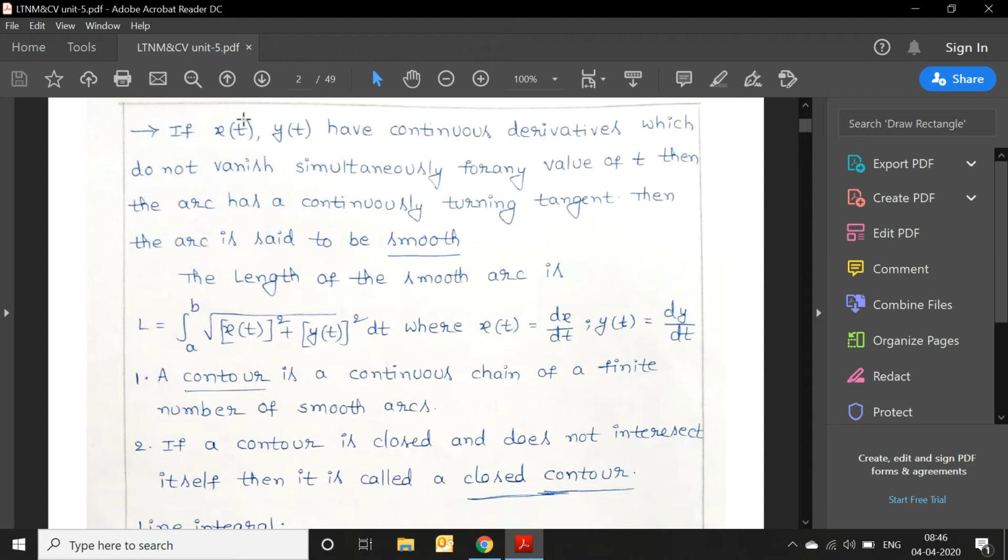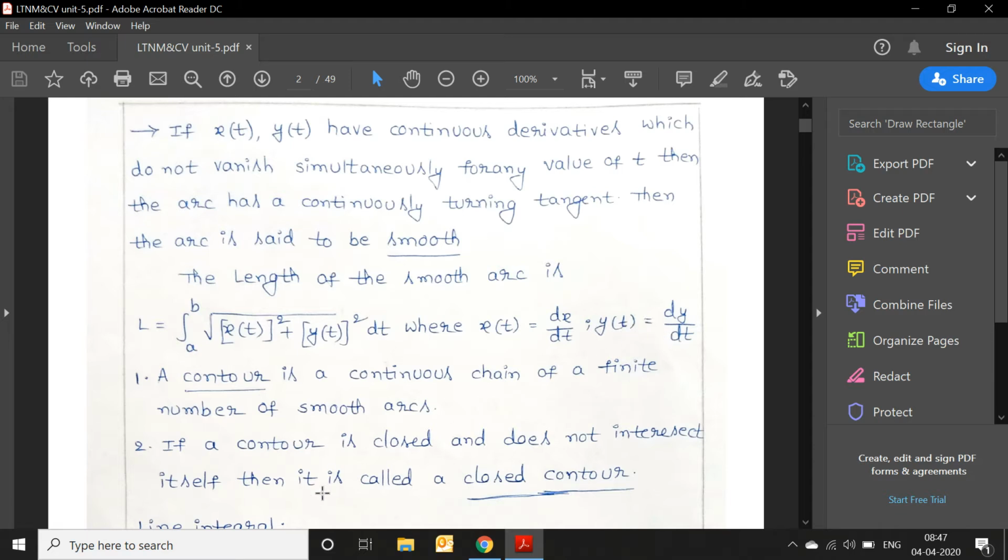If x(t), y(t) have continuous derivatives which do not vanish simultaneously for any value of t, then that arc has a continuously turning tangent. Then the arc is said to be smooth. The length of the smooth arc is L = integral a to b square root of (x'(t))^2 + (y'(t))^2 dt, where x'(t) = dx/dt, y'(t) = dy/dt.